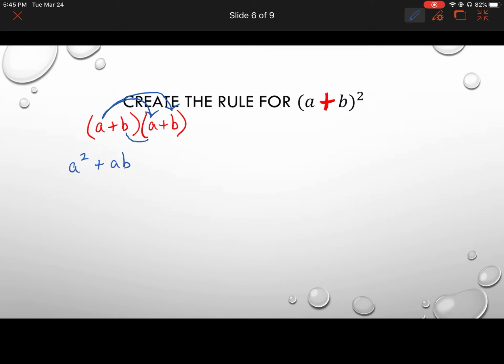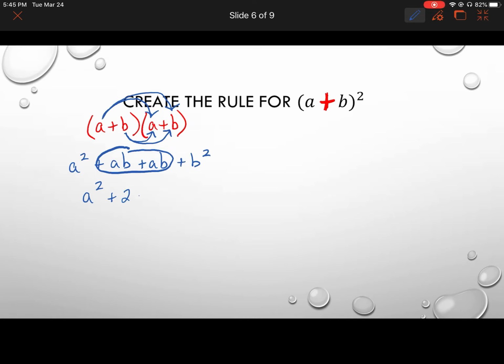If I multiply the insides, I get ba, which is the same thing as ab, right? Because it's multiplication. And then the last terms would be b squared. So following the same protocol we've been using for the last couple of days now, we're allowed to combine those like terms. So guess what?